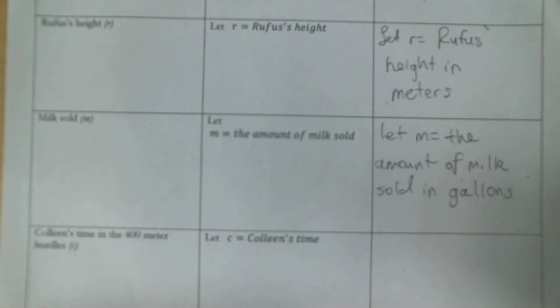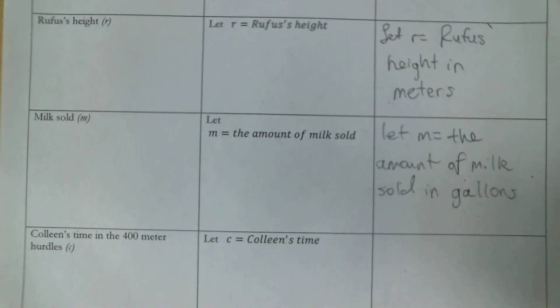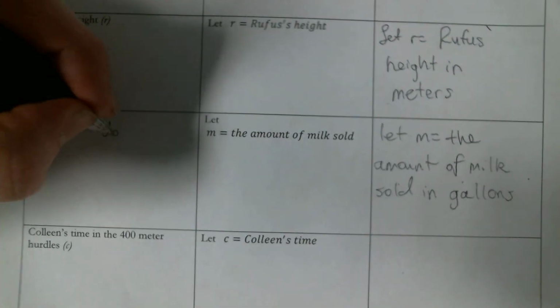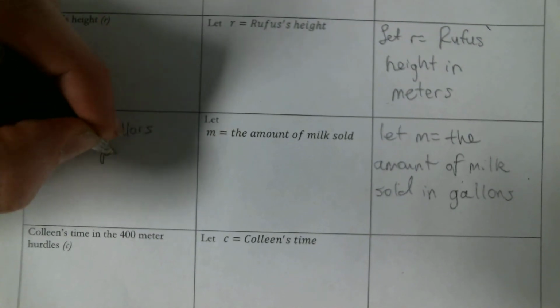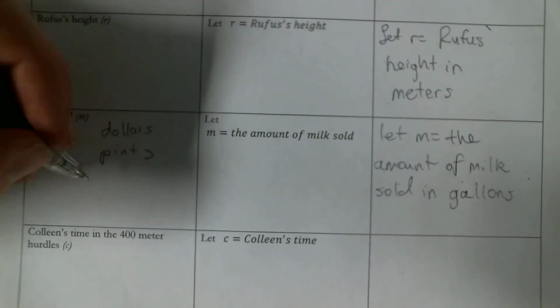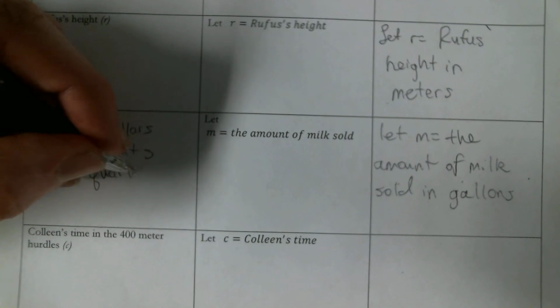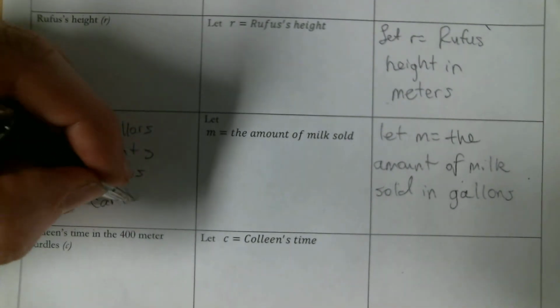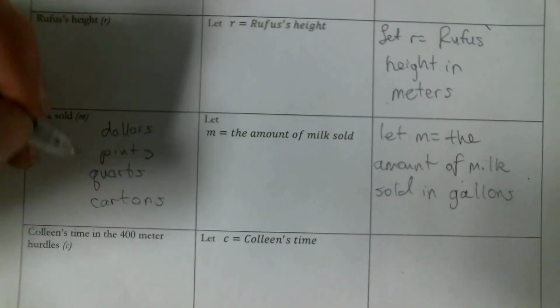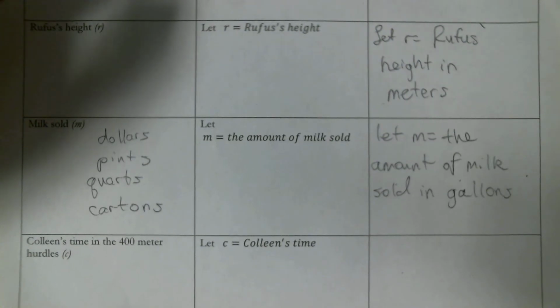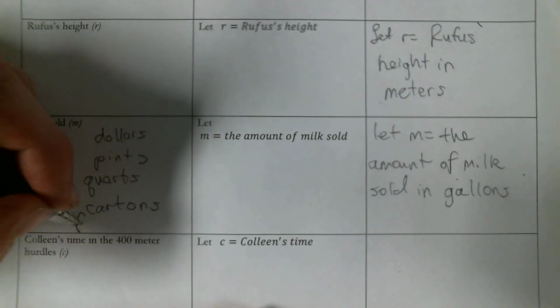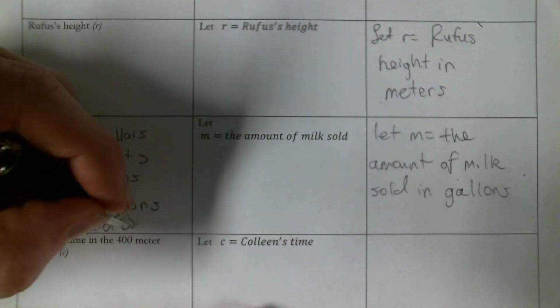Now, but here's the thing. And another appropriate unit here would have been dollars. So I could have said dollars. I could have said pints. I could have said quarts. You might have even heard of a carton of milk and cartons. Any of these would work. You wouldn't want to do like inches of milk. That wouldn't make sense. You could do fluid ounces. That's another common one. Fluid ounces.